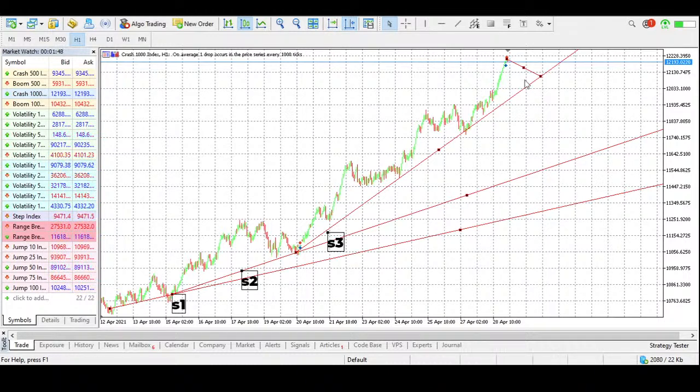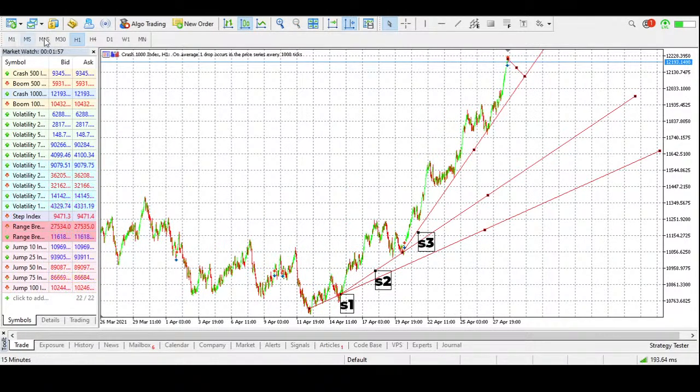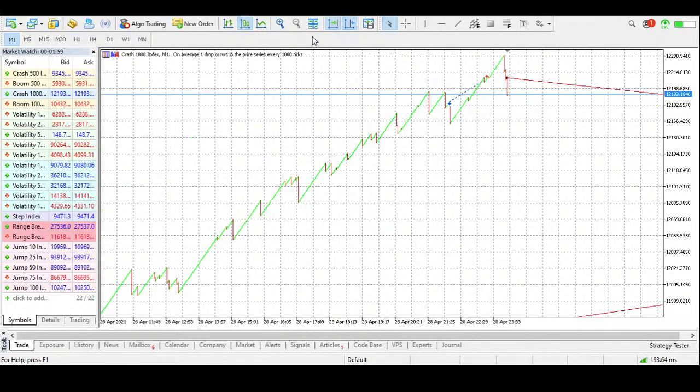Yeah, so that's what's going to happen. It's going to come down for a while, and if it breaks this S3, oh la la, we are gone. That's what happened on crash 500. Now personally, crash 500 is my nightmare market.